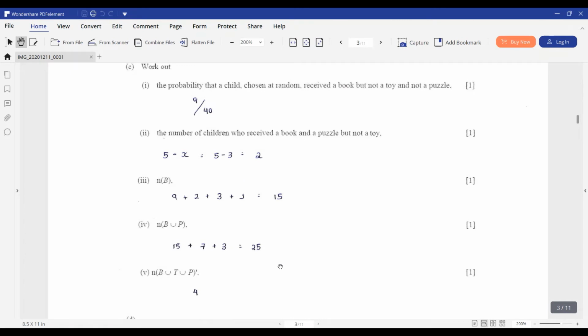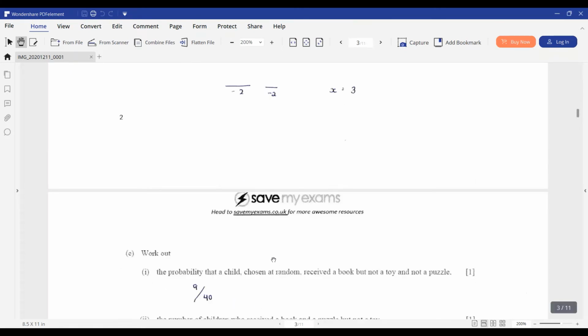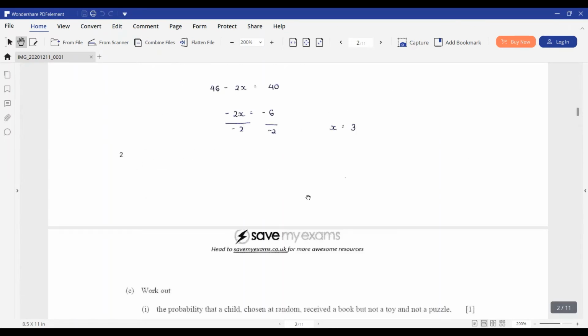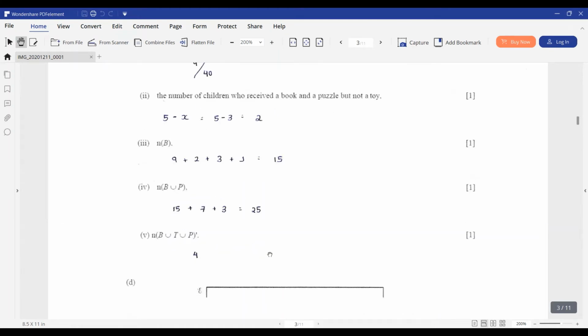Now, find the number of elements in B union P. B union P means combine B and P together and add whatever is inside. So we know that whatever is inside the circle B is 15. So 15 now plus 6 minus x, which is 3, plus 7. So it's 15 plus 10, and 15 plus 10 is 25. Now, coming to this other one.